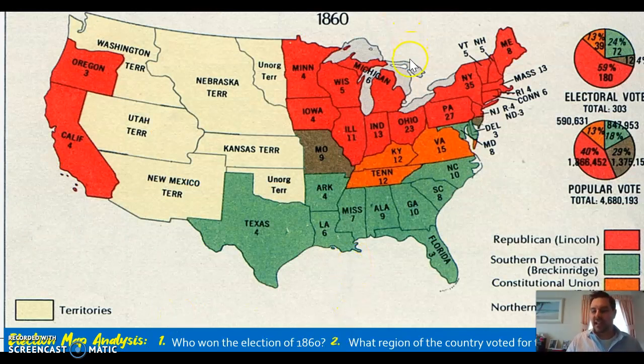In 1860, this is how things unfold. Lincoln will carry all of the states in red. Breckinridge will carry the states in green. Bell will carry the states in orange. And Stephen Douglas wins the state of Missouri.